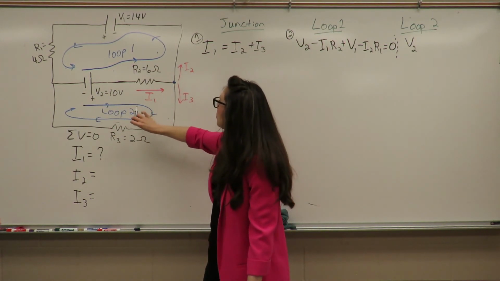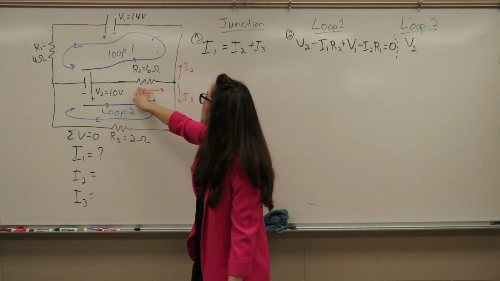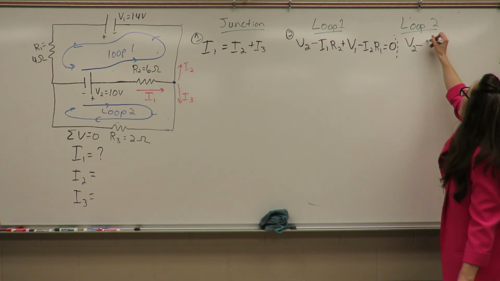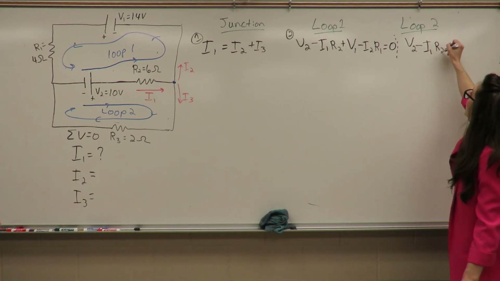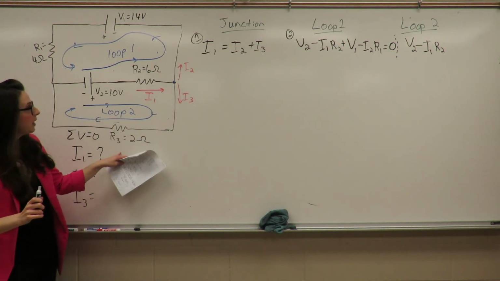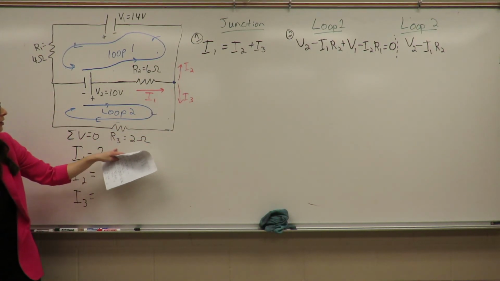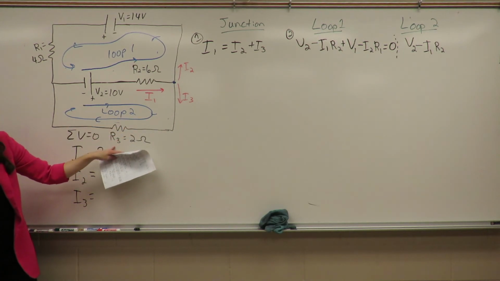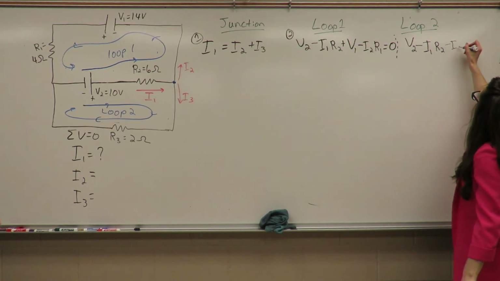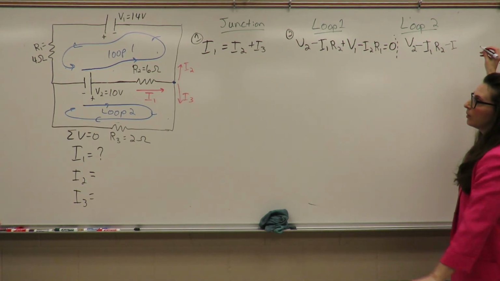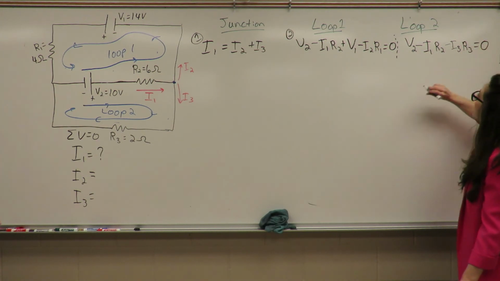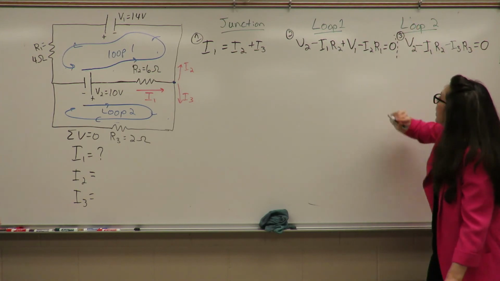And then I move through with that loop my resistor 2 with current I1. So minus I1 R2. And then along that loop, I'm also going through resistor 3 with current I3. So the potential that we lose across that resistor is minus I3 R3. And that all has to equal 0. So that is equation 3.